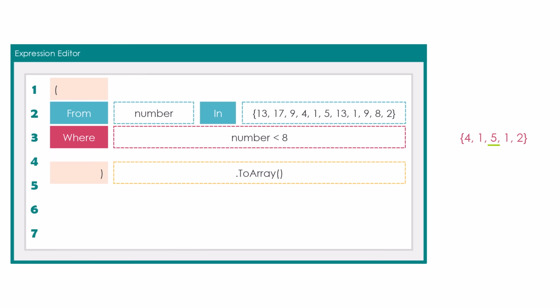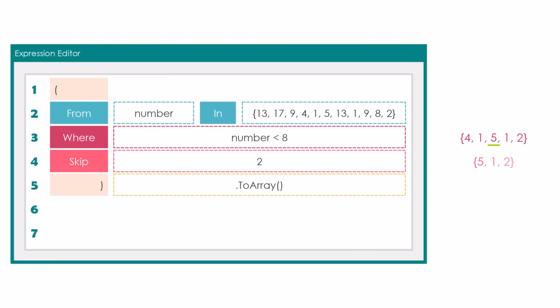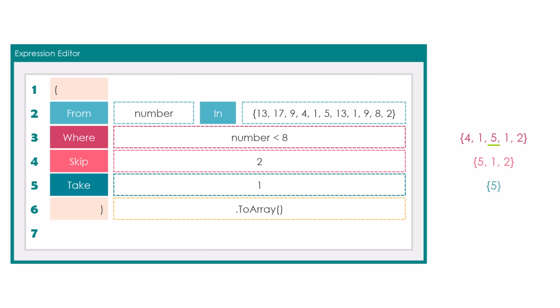To do that, I first have to skip the first two elements using this clause. After that I can take one element using this clause. In this way, I will get the following item as output. This is how to get the third element from a sequence. As you see, I can use both clauses together to get a specific element from a sequence.